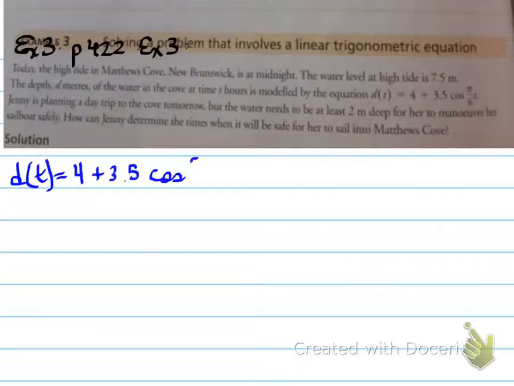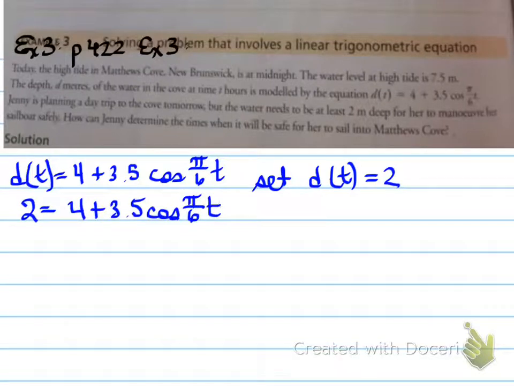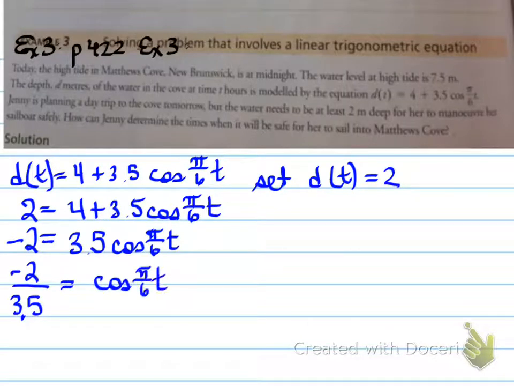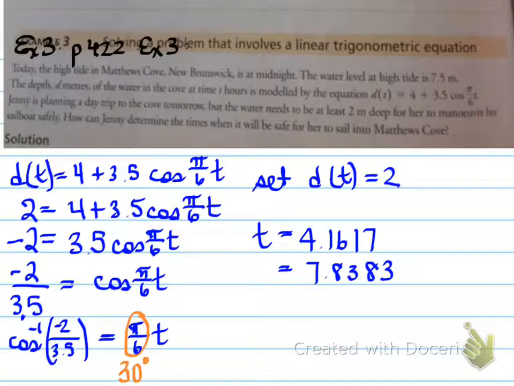So, we have a depth, and we set the depth equal to 2. We want to know at what times it will reach 2 meters. So we set it equal to 2, and we solve for pi over 6 t by slowly moving things over. 2 minus 4 is negative 2. Then we divide by 3.5. And finally, we take the cos inverse, and that's pi over 6 t. If you're working in degrees, convert the pi over 6 to 30 degrees. These are going to be your 2 answers right here, folks.